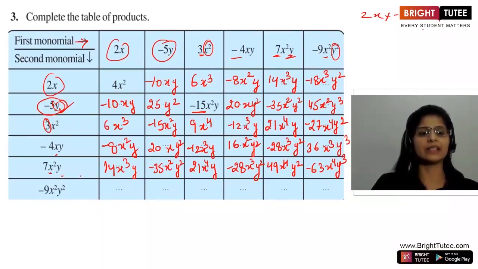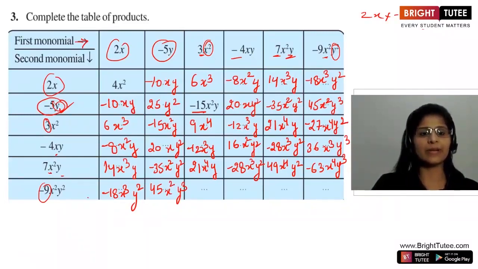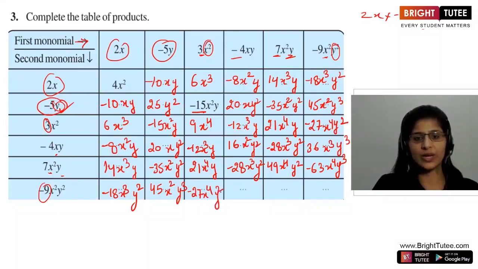The last part, multiply minus 9 and 2, minus 18, x into x square is x cube and y square. Minus 5 into minus 9 is 45. Y and y square is y to the power 3, and we have x square also. 3 multiplied with minus 9. 3 nines are 27, minus 27. X square into x square is x to the power 4 and y square.